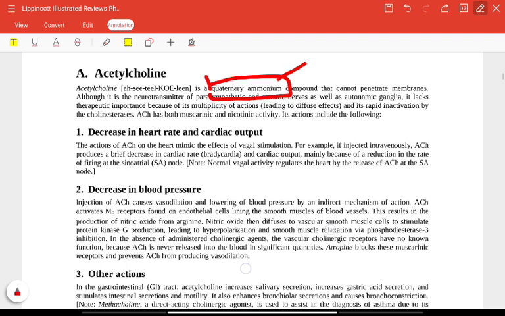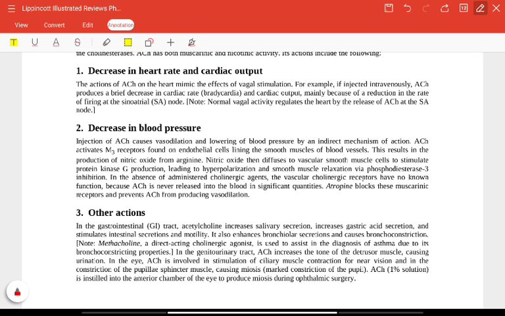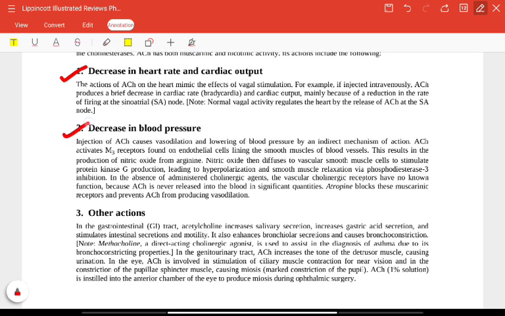Now, what actions does it show? Decrease in heart rate, decrease in blood pressure, and other actions we will see. Now, how does it decrease the cardiac output? Acetylcholine decreases cardiac rate, that is bradycardia, and cardiac output because of a reduction in the rate of firing of the SA node. Decrease in BP.